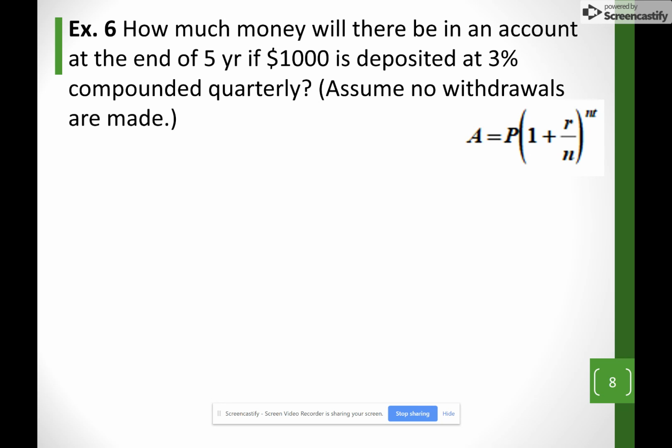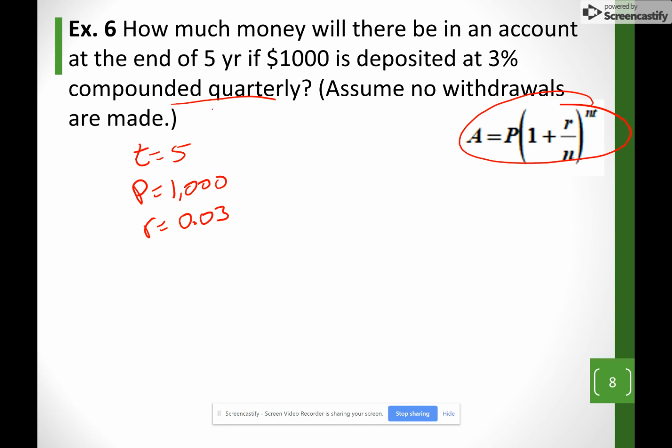Now, I have the formula there on the right. How much money will there be in an account at the end of 5 years? So the t is 5 because it's 5 years. If 1,000 is deposited, so the principal, the money we start with, is 1,000 at 3%. So the rate, when I write it as a decimal, is 0.03, compounded quarterly. So my n is 4 because it gets compounded 4 times a year. Assume no withdrawals are made.